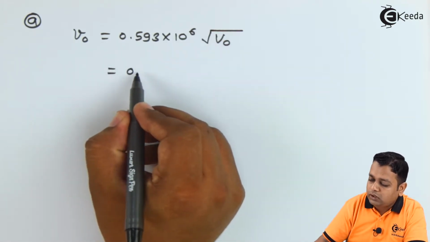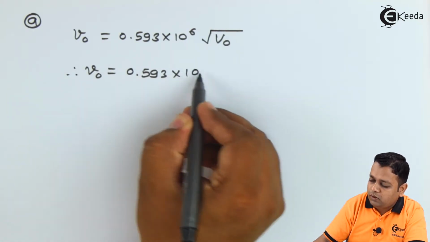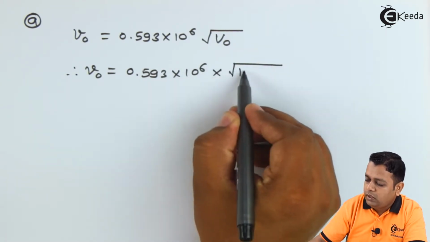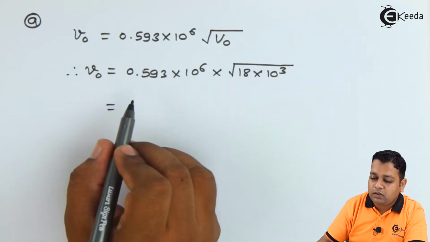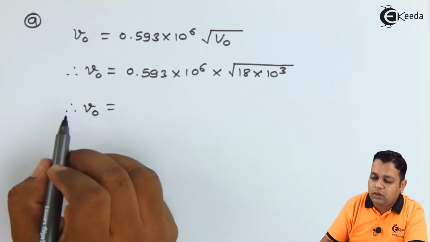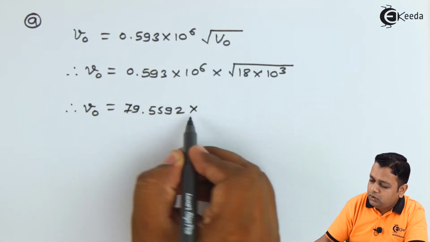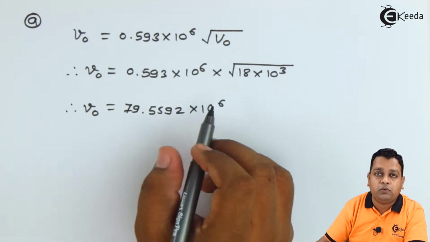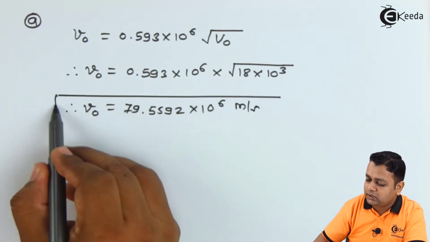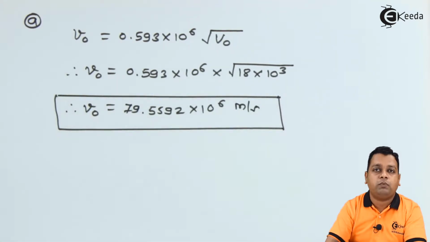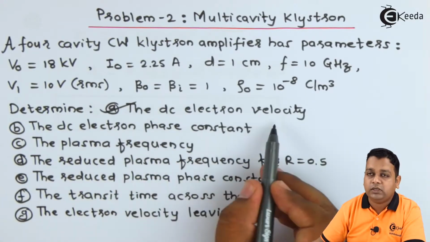Therefore, the next step for small v0 will be equal to 0.593 into 10 raised to power 6 into square root of 18 into 10 raised to power 3. So the calculation on the right hand side produces the answer for the DC electron velocity, that is equal to 79.5592 into 10 raised to power 6. Velocity is always measured in meters per second in the SI system. So I outline this answer, and this way we are covered with part A for problem number 2 on the multicavity klystron. So now we have the answer for the DC electron velocity.